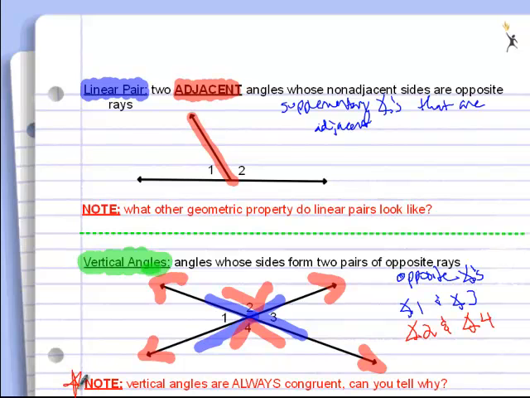Note down here, very, very important: vertical angles are always congruent. And can you tell why? We're going to discuss why. This is going to be one of those things that you're going to figure out more on your own. For now, let's just stop at the fact that they are always congruent. Meaning that angle 2 is congruent to angle 4.